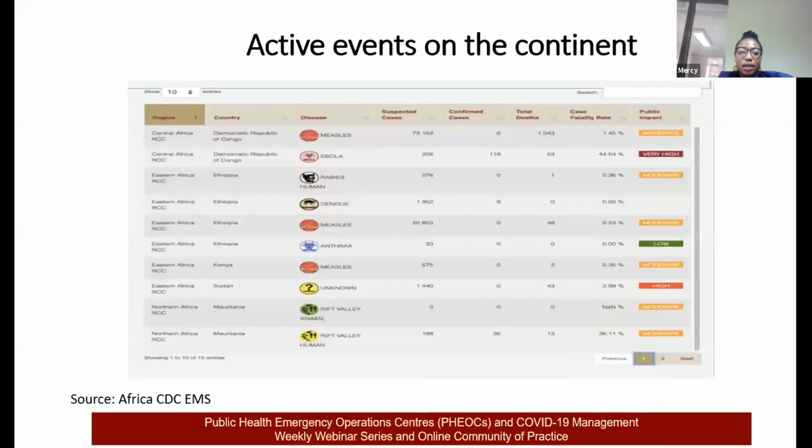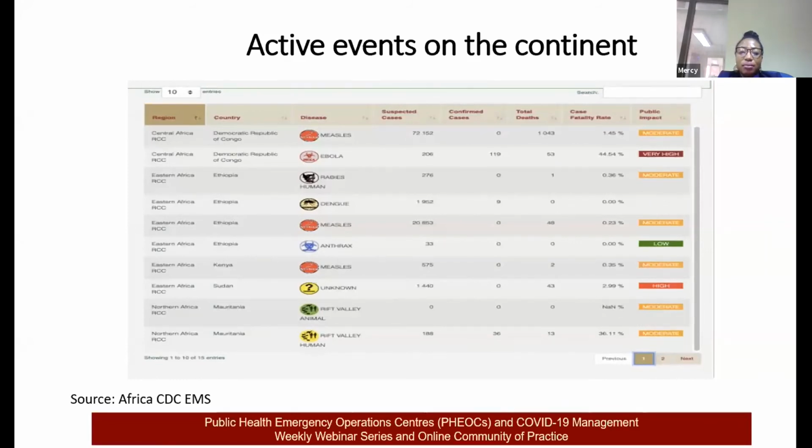Next slide, please. Okay, so currently Africa CDC is monitoring over 107 events across the continent within all the 55 member states. Half of these events are COVID-19 events. As you can see, this is a summary page of all the events that are currently active in the continent. And that's a lot.